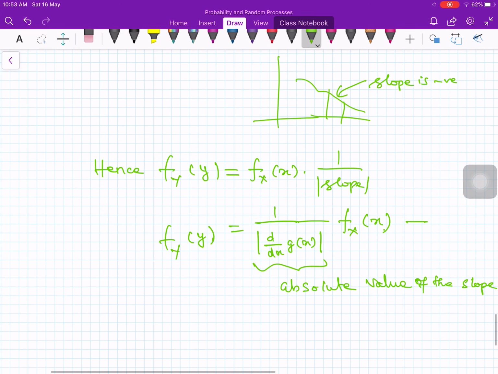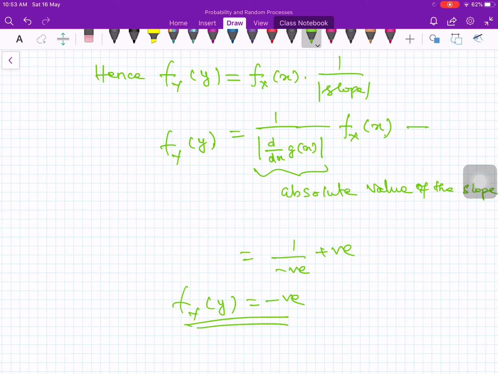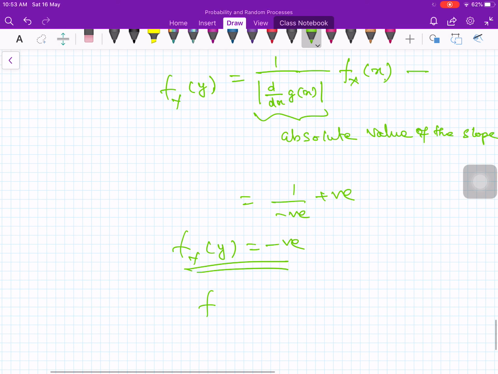If you take the slope itself, then what happens? You will get 1 by a negative term times a positive term, so it is going to be a negative term. Therefore your density function is going to be negative. But we said the density is always non-negative for all y. So it is a contradiction. Therefore what you do is take the absolute value of the slope for a monotonically decreasing function.